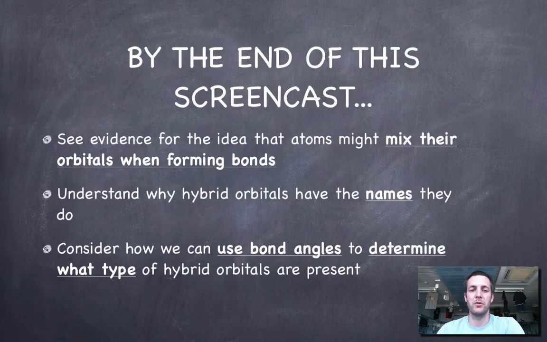hopefully by the end of this film you're going to see some evidence for the idea that there might be some kind of mixing of orbitals going on when atoms form bonds with one another, and you're going to understand why we call these hybrid orbitals the names that we call them. You're going to see if you can look at the bond angles present. So again, we're falling back on what we know about shapes. We're going to look at the bond angles that are present to determine what type of hybrid orbitals there are in a molecule or in a particular bond.